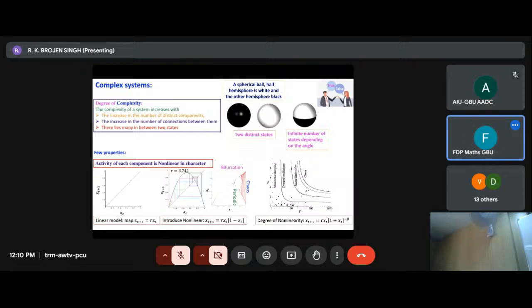Starting from monotonic damping oscillation and sustained oscillation, and any kind of chaotic behavior, many other things, depending on the value of theta and delta. So what I mean to say is that non-linearity and the degree of non-linearity is one of the most important parameters which explain different properties of the system.